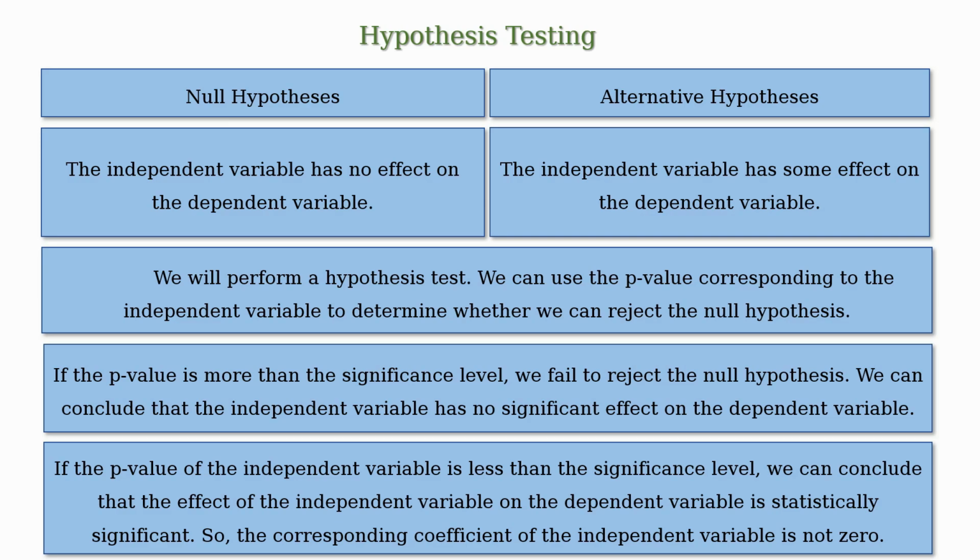Thus, we can use the p-values and the significance level of continuous independent variables to determine the relationship between the independent variables and the dependent variable.